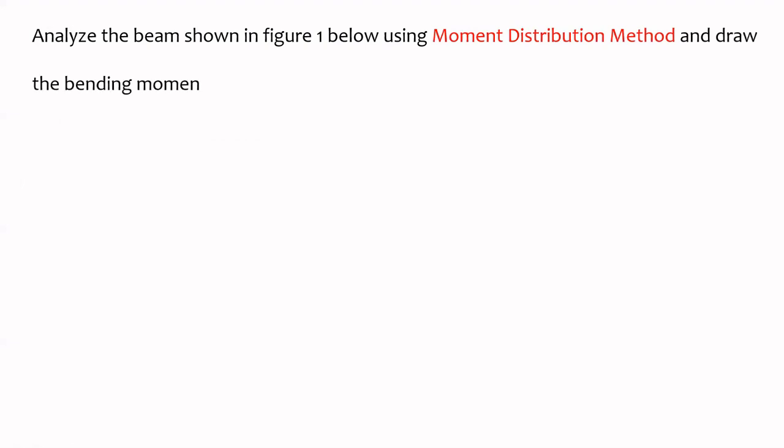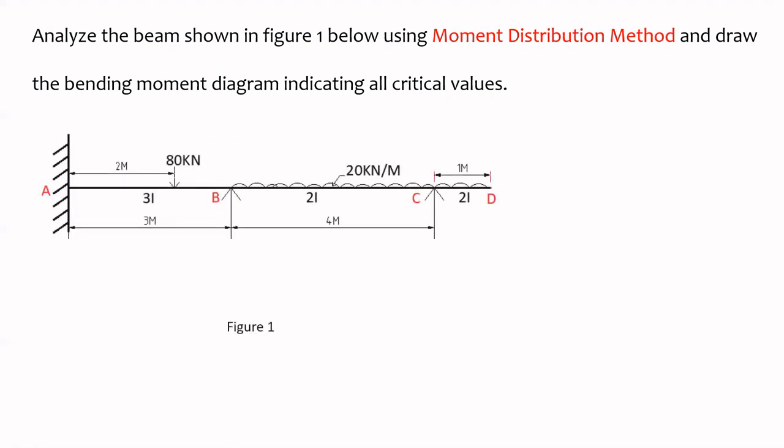Today I'm going to look at question 2: analyze the structure below using moment distribution and draw the bending moment diagram, indicating the critical values. We're going through the steps for calculating this system.